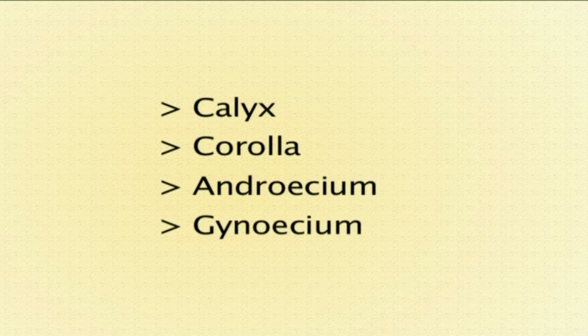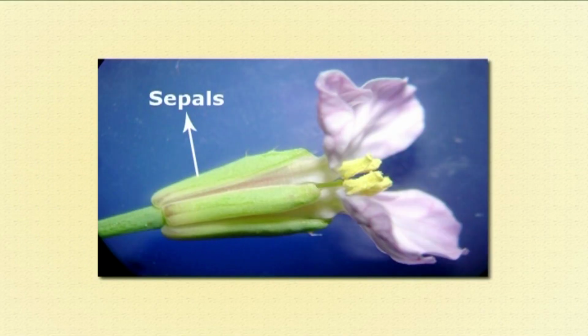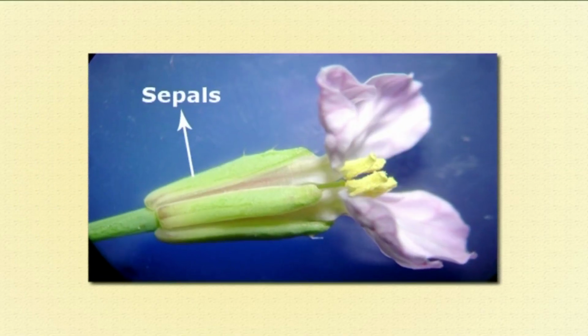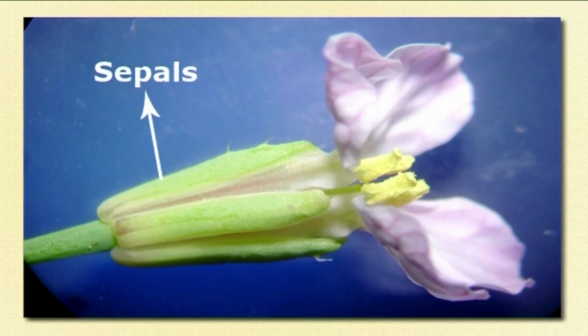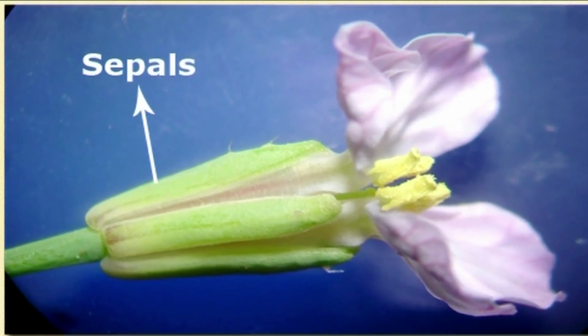gynoecium. First of all, the calyx. Calyx here is comprised of 4 sepals. That means the flower is tetramerous. Aposepalous, all these sepals are free. They are arranged in 2 whorls in a 2+2 arrangement.